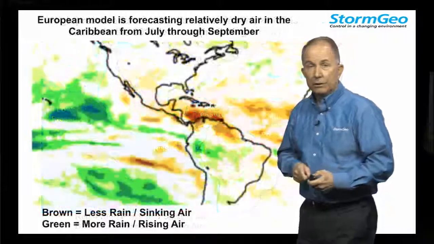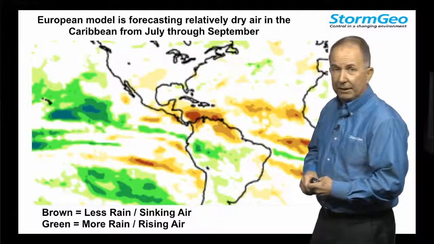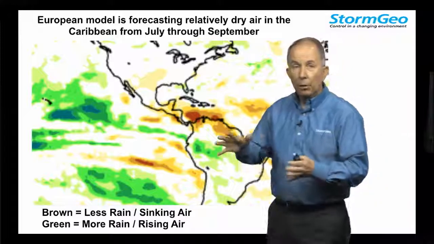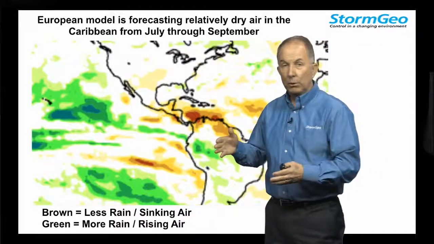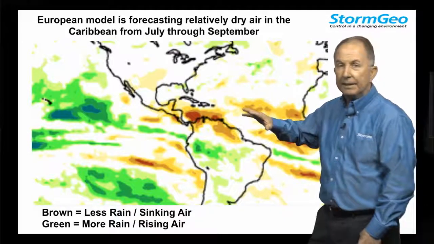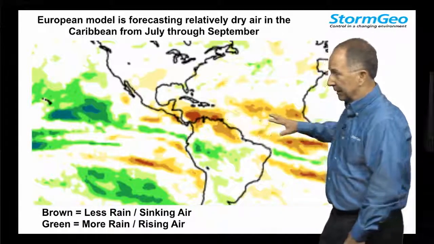The European model also is predicting rainfall or lack thereof across the Caribbean Sea and deep tropics. The brown areas are lower than normal rainfall amounts. When we have lower than normal rainfall amounts, it's because we have higher pressure, we have sinking, drier air, and that reduces the rainfall across the deep tropics here.